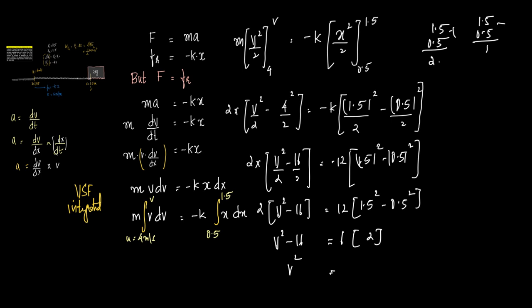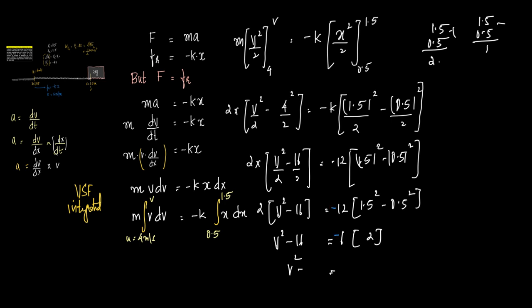Wait, a plus b into a minus b. 1.5 plus 0.5 is 2. 1.5 minus 0.5 is 1. So 6 into 2 is 12. We did a small mistake here. There is a minus symbol here, right? Yeah, this is minus over here.